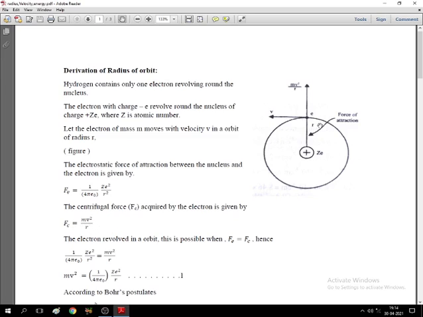Now this electron remains in the circular path or in this orbit only when the force of attraction and this centrifugal force are equal in magnitude but opposite in direction.